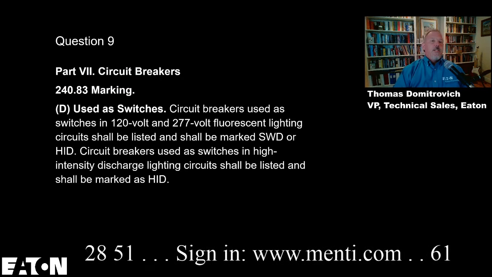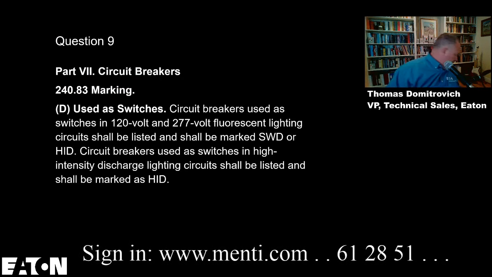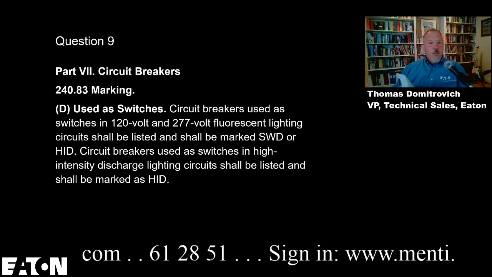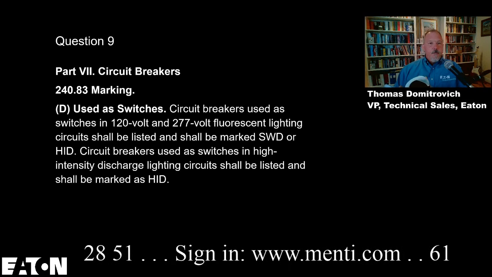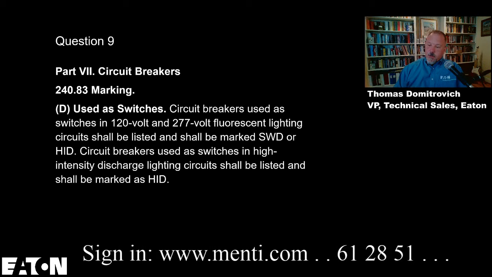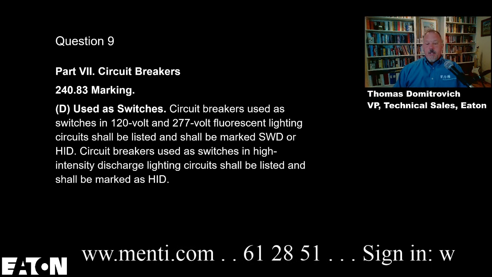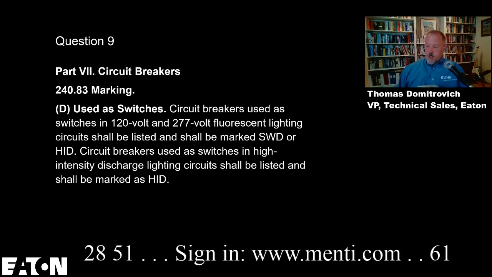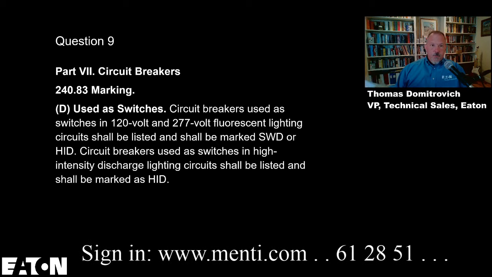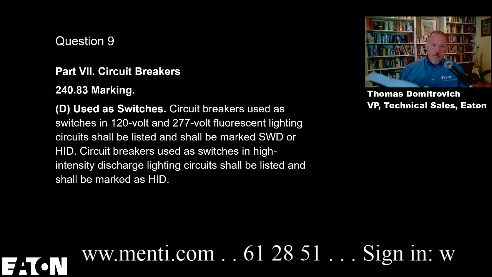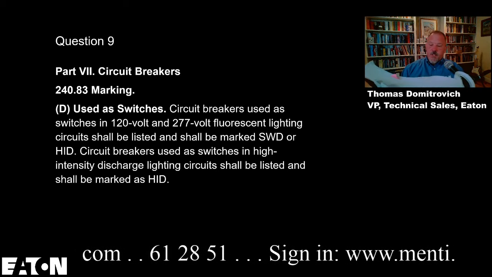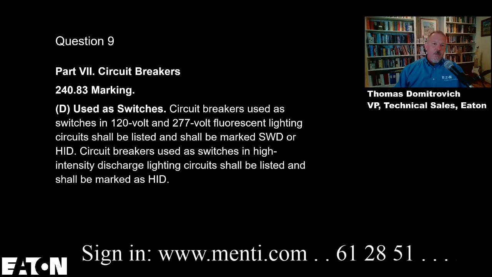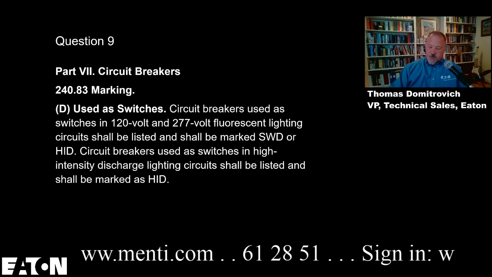If you look at Part 7 in the 2020 code, I'm just going to grab my book. So we're in Part 7 in 240.83, Article 240. The reason I'm opening my book is I just want to make sure the language hasn't changed with the 2020 code. 240.83 is titled Marking. We have marking requirements for durable and visible, location, interrupting ratings. And then D is used as switches, and this doesn't seem to have changed at all.